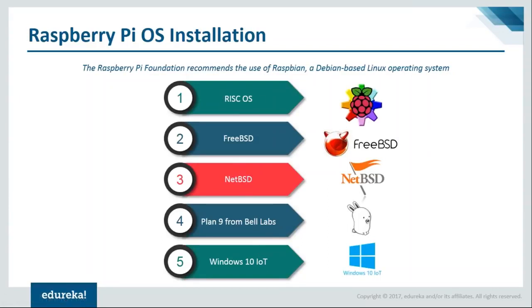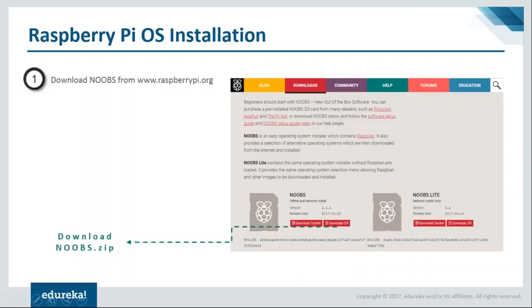So you have RISC OS, you have the FreeBSD operating system, you have the NetBSD operating system. Plan 9 is again from Bell Labs, and Windows has its own Windows 10 IoT version. Okay, so for this session we're not going to go into Windows 10, we'll stick to the core Raspberry Pi operating system. Now for downloading the operating system, you can go to the original site, that is raspberrypi.org, and there in the downloads tab you can download the operating system.